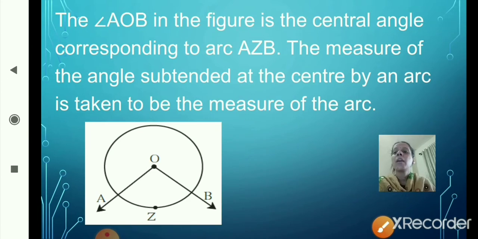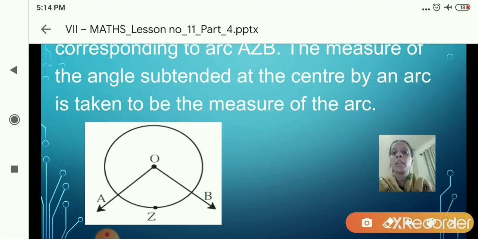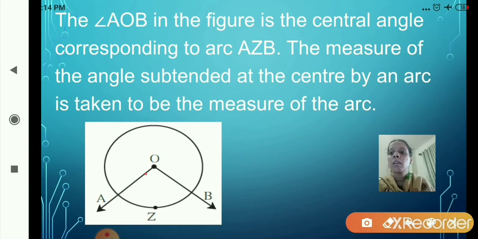Now the angle AOB in the figure is the central angle corresponding to arc AZB. This is angle AOB, and which is the corresponding arc? That is arc AZB. As you can see here, this is the arc AZB. So the angle AOB in the figure is the central angle corresponding to arc AZB.